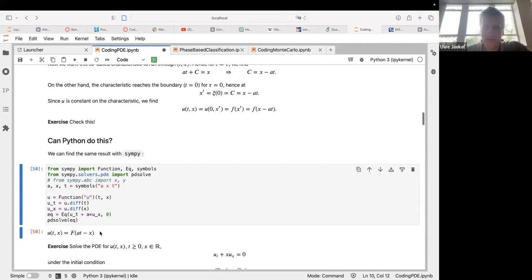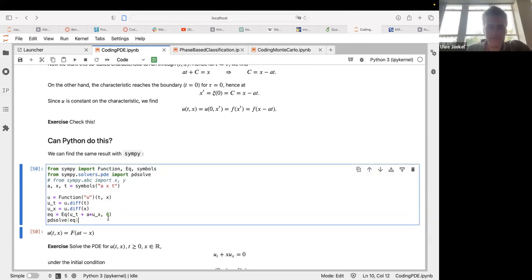So this is a very useful method, and you can check, for instance, the results that you had for solving the differential equation with the characteristic method. So Python can help you with the characteristic method as well.